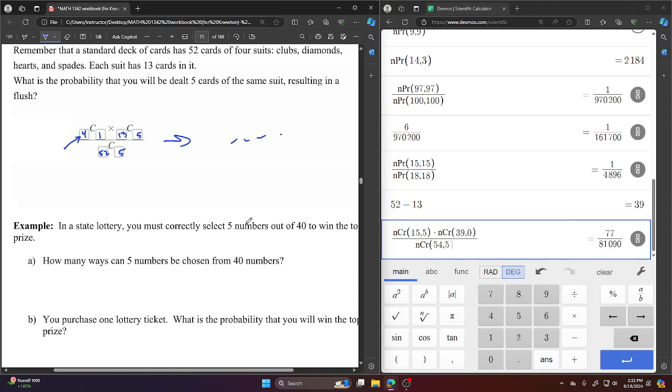Nice. State lottery. I think I have that one somewhere here. And I'm looking at my answers.